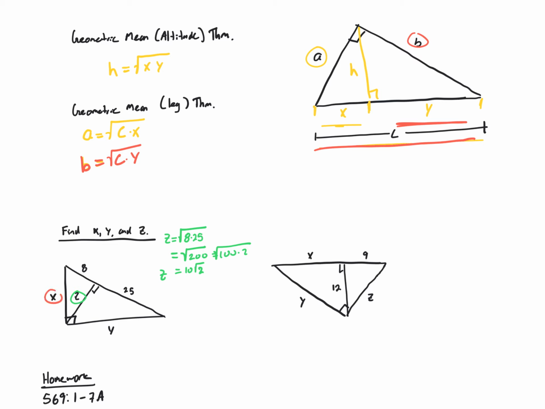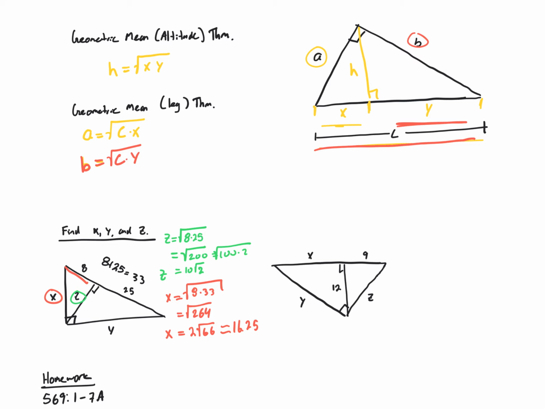If I want to find out what X is, it's going to equal the square root of 8, remember this piece next to it, times the whole length. The whole length is going to be 8 plus 25, which gives me 33. Which is the same thing as the square root of 264, which, actually, the only perfect square that's a factor of that is 4, so it comes out to be 2 square roots of 66, which is about 16.25.